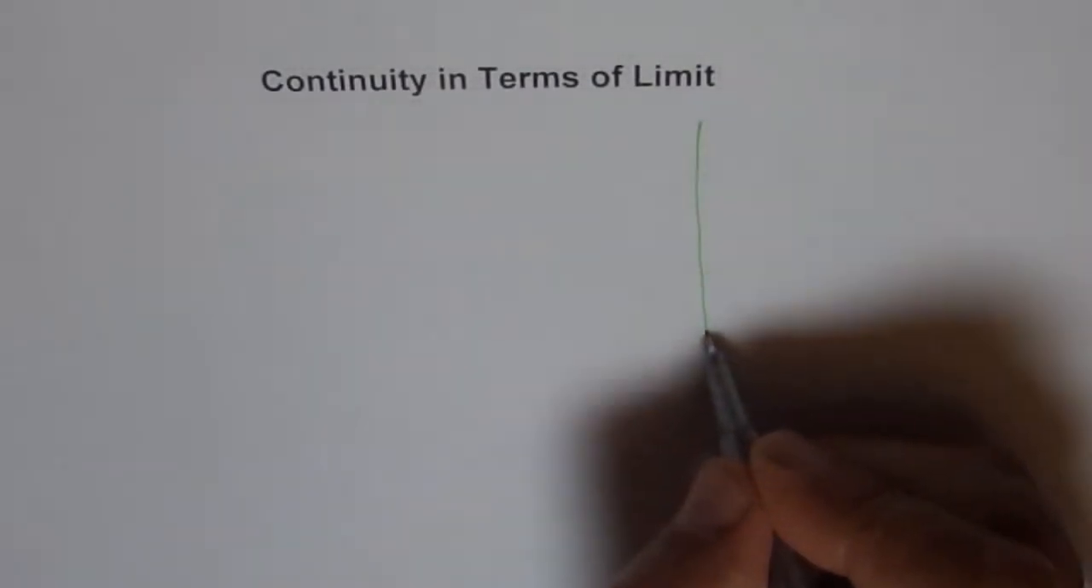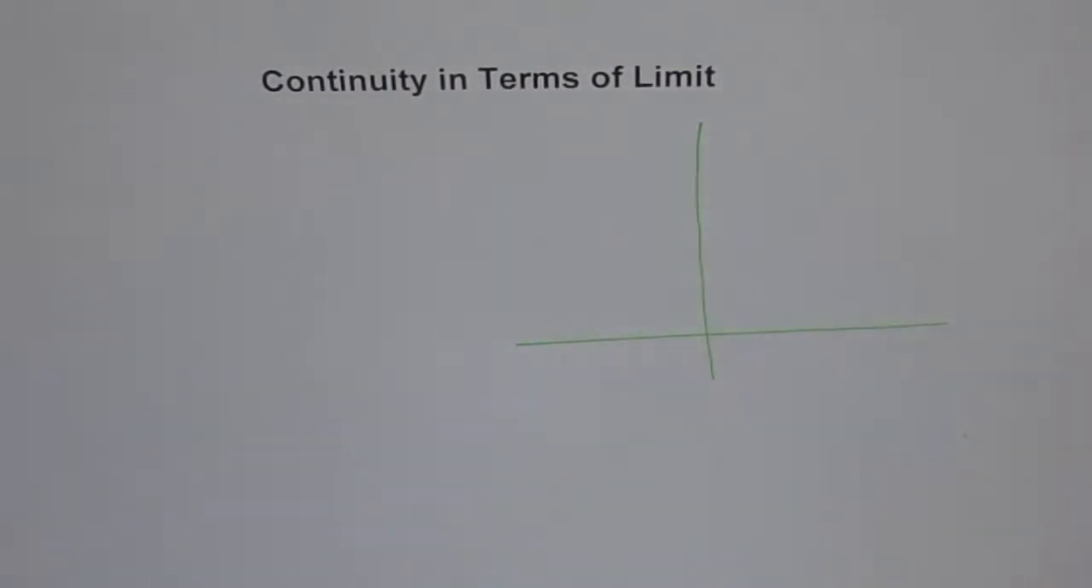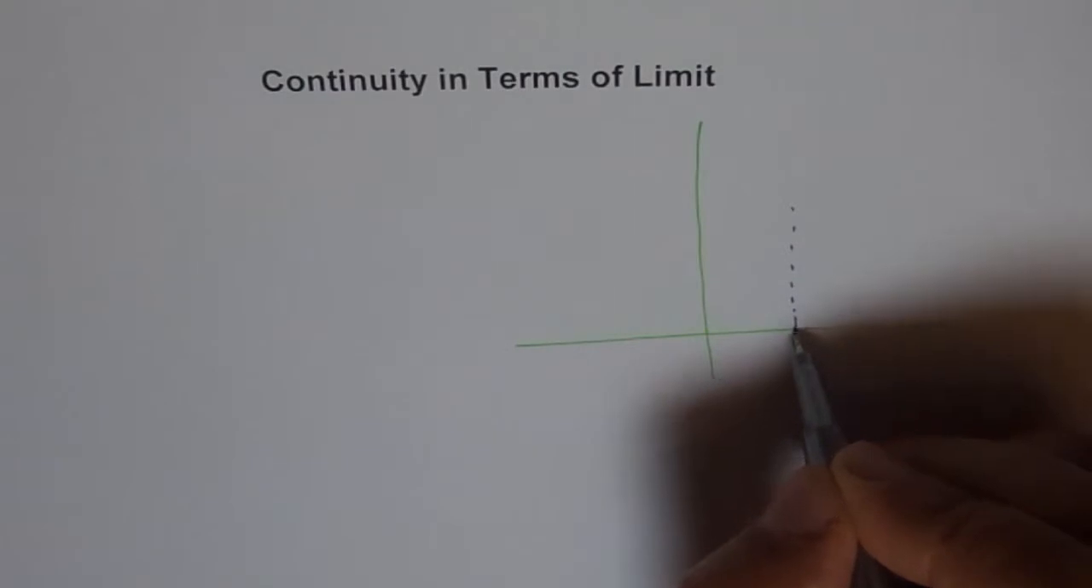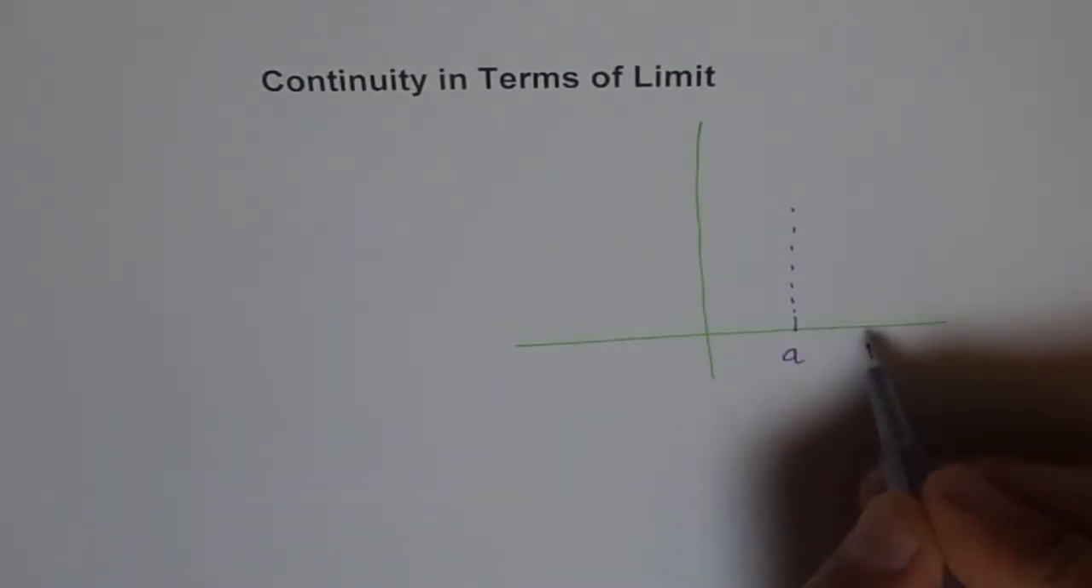Hello, let's try to understand continuity of a function in terms of limits. To explain, let me make a sketch and show you one function, and then from there we'll discuss. Let's say we have a function and let's say this is my point A.